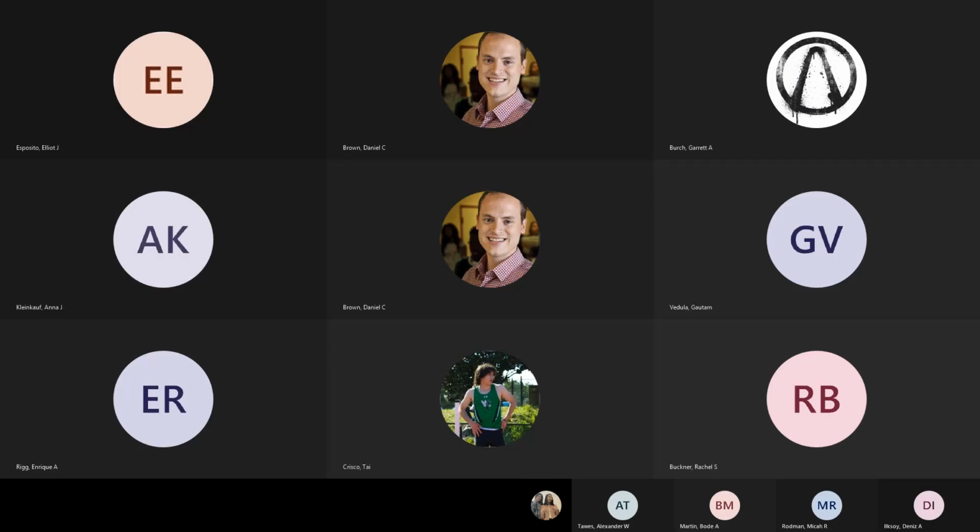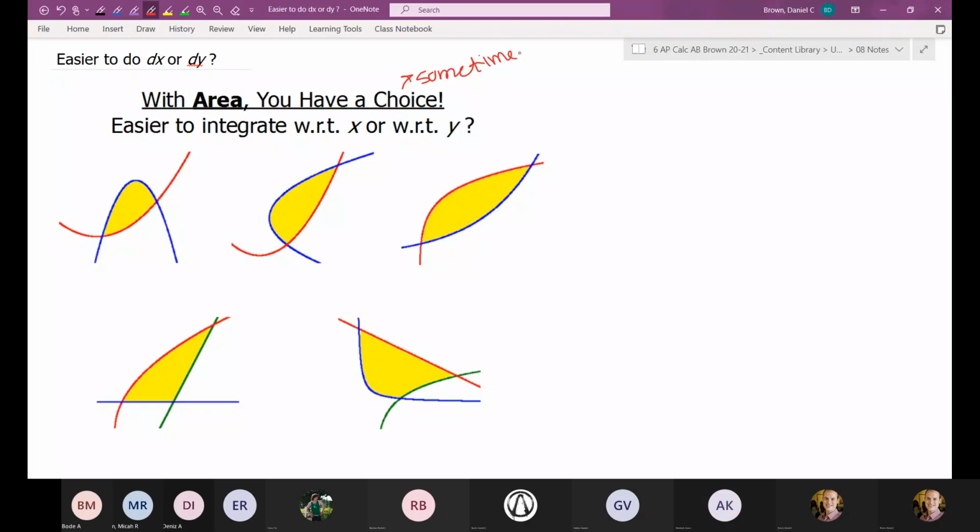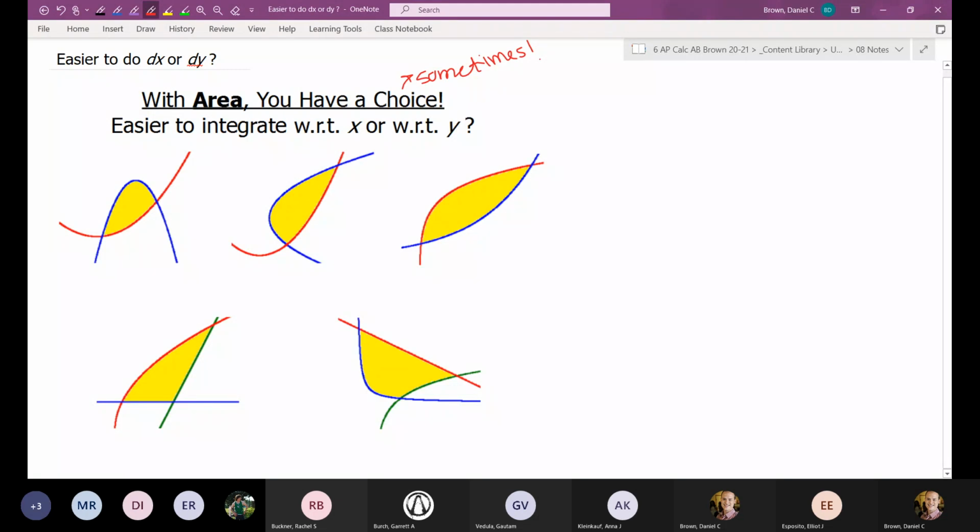More clear, you sometimes have a choice. Sometimes a question might say, hey, do this in terms of x or do this in terms of y. But if you don't, then you are going to have a choice. If you're going to do it with respect to x, again, the basic formula is the integral from a to b of the top function minus the bottom function with respect to dx.